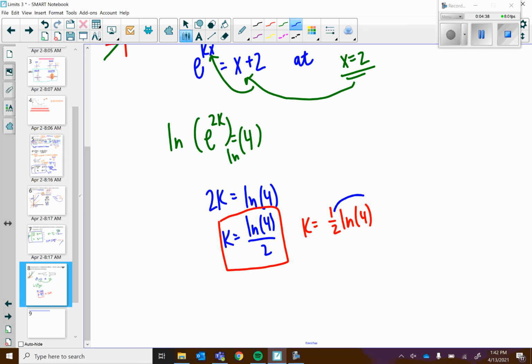Using our properties of logs, 1/2 becomes an exponent. So I really have natural log of 4 to the 1/2 power. Anything to the 1/2 power is really the square root. Natural log of the square root of 4, and the square root of 4 is 2. So this is another correct solution, although the first is totally fine.